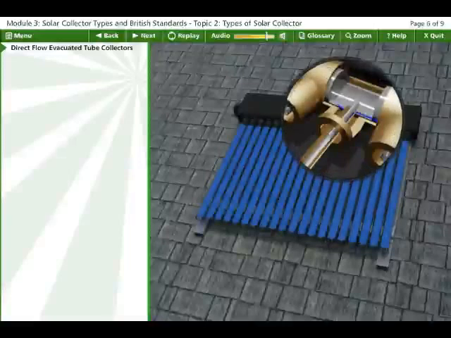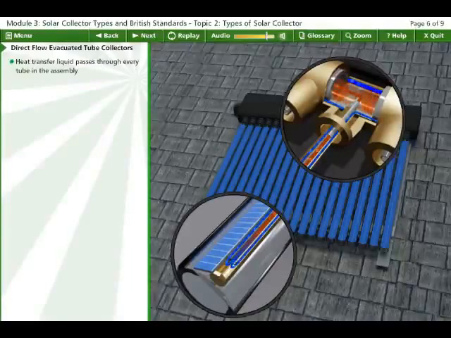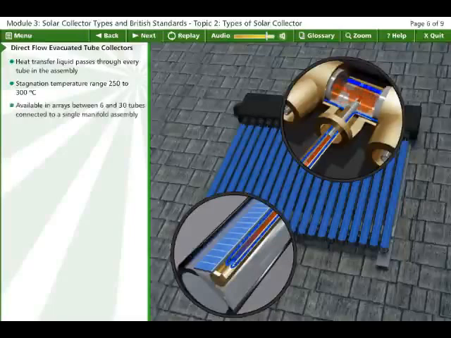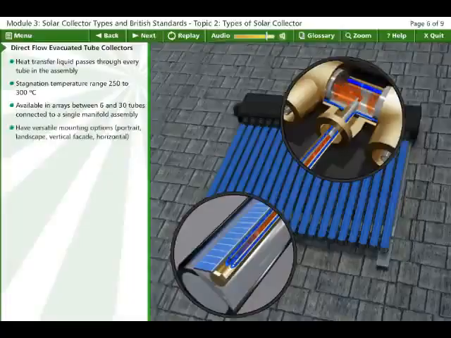These are called direct flow because the heat transfer liquid passes through the manifold pipe and each evacuated tube in the assembly. They have a high stagnation temperature of 250 to 300 degrees centigrade. They can be built into arrays between 6 and 30 tubes in one single manifold collector, and have versatile mounting options from vertical to horizontal, portrait and landscape.